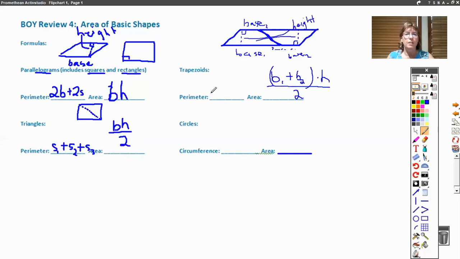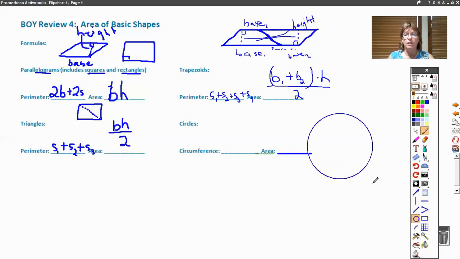For the perimeter, it's just side 1 plus side 2 plus side 3 plus side 4. All of the sides could have different measures, so you're going to have to add each one separately. Don't assume that any of them are the same. So it's just side 1 plus side 2 plus side 3 plus side 4. And then, of course, the next one is circles.